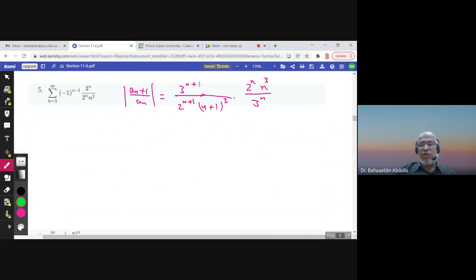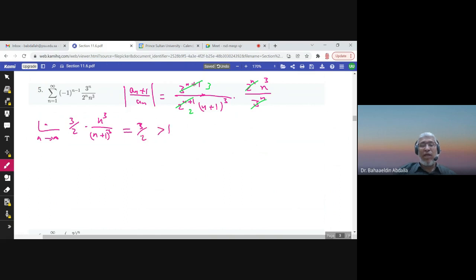And now cancellation. This cancels with this, and I'll have 3 here. This cancels with this, I'll have 2 here. And now the limit of n cube over (n plus 1) cube would be 1. So in fact, let me write the limit when n approaches infinity of 3 over 2 times n cube over (n plus 1) cube would be 3 over 2, and that's greater than 1. So by the ratio test, summation a_n is divergent.